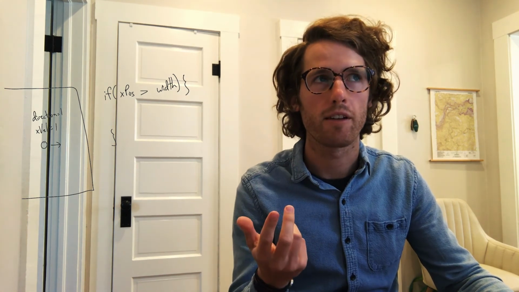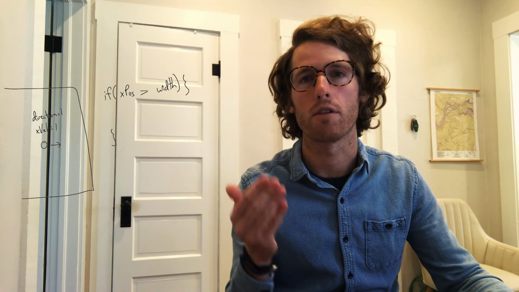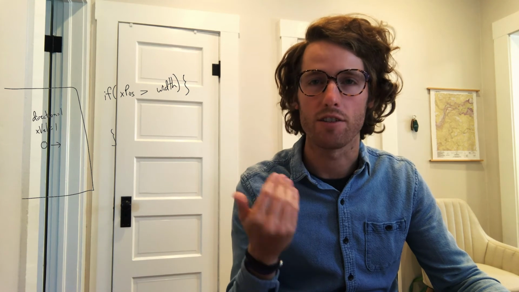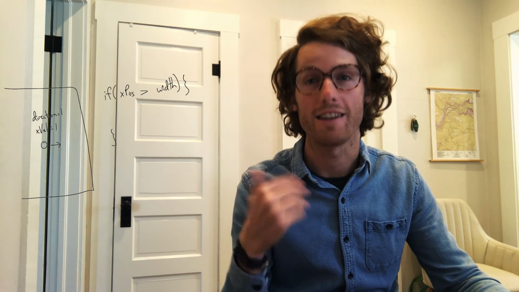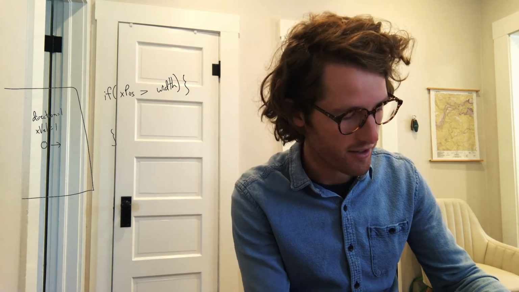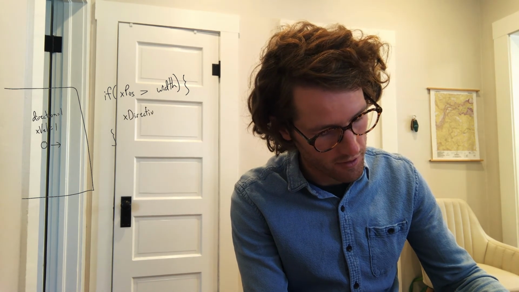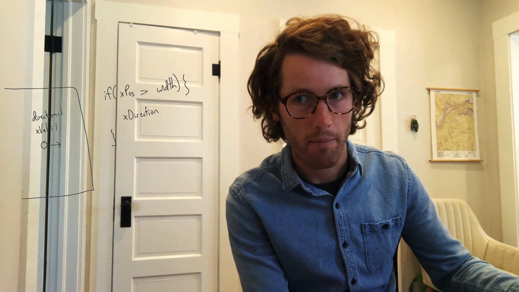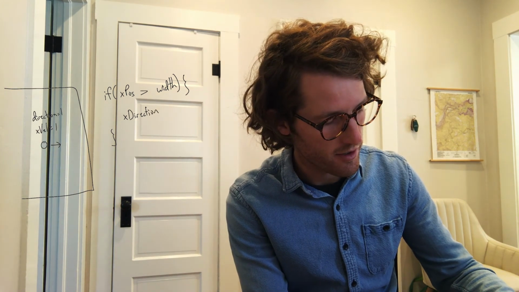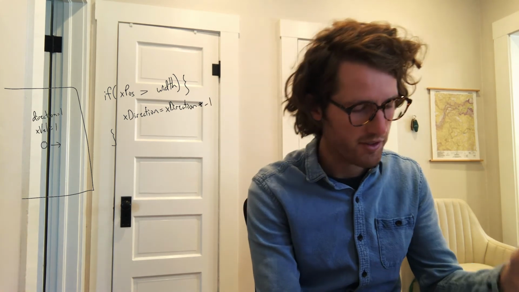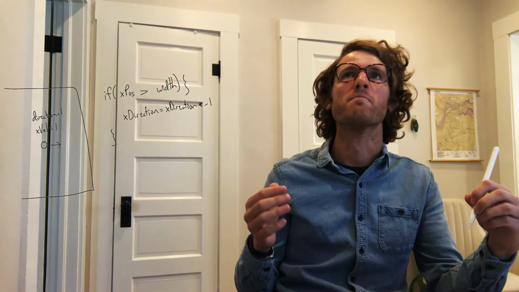So how do we flip something? And by flip I mean we want it to go from 1 to -1, or from -1 to 1. So the way we can actually do that is just by multiplying it by -1. And let's think about that for a second. So we're going to say x direction equals x direction times -1.